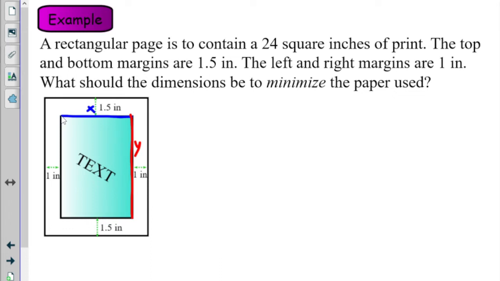So hopefully you know that we're looking to minimize. It's in italics and everything. And the slightly trickier question, if we want to minimize the amount of paper, what quantity is going to help us measure the amount of paper? Area. It's going to be area. The amount of space that we're taking up on the paper, that's area. So area is the thing we're looking to minimize.